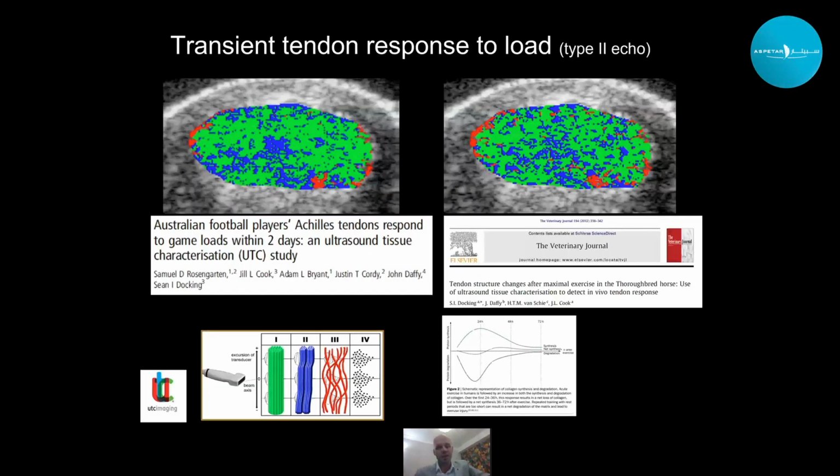The same sort of process has been identified by Sean and Jill over in Australia, looking at Aussie rules football and horse racers. They've shown transient degradation in the tendon structure for around 2 days, and then it seems to return to normal. And that's linked to water content and an increase of the blue echo types if you use a UTC scanner. We've shown the same thing occurring with rugby union in the UK, and we've got some ongoing work looking at this going forwards in rugby as well.